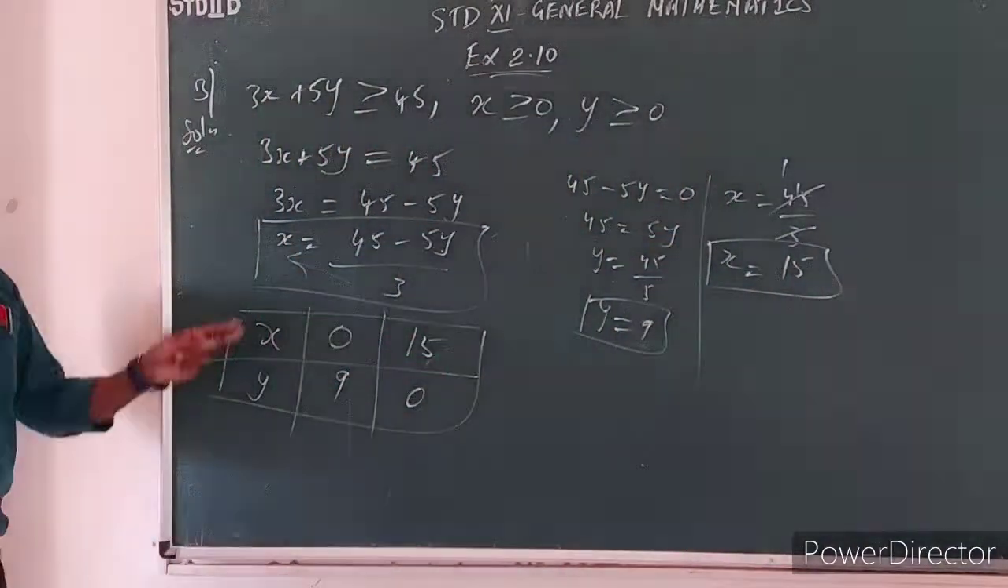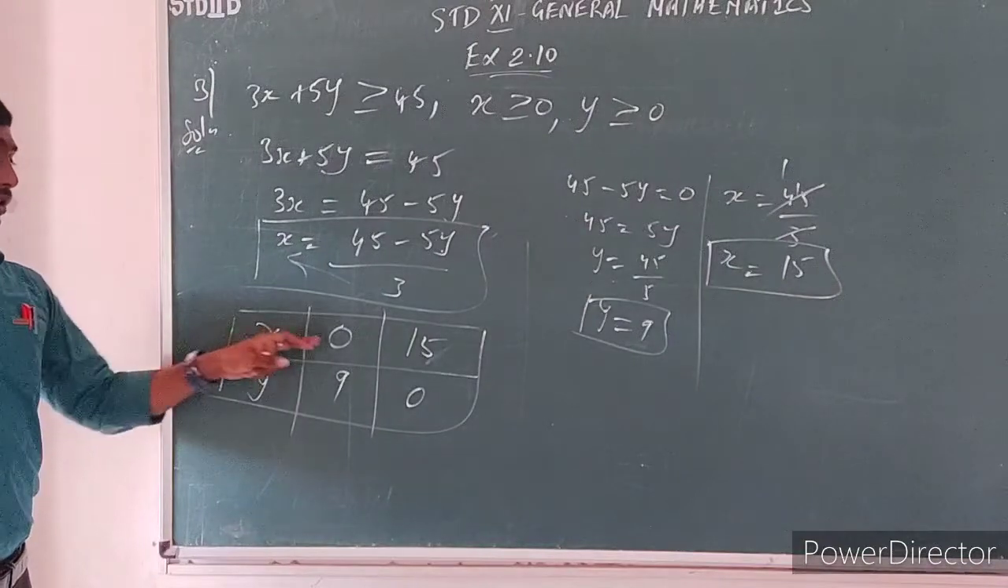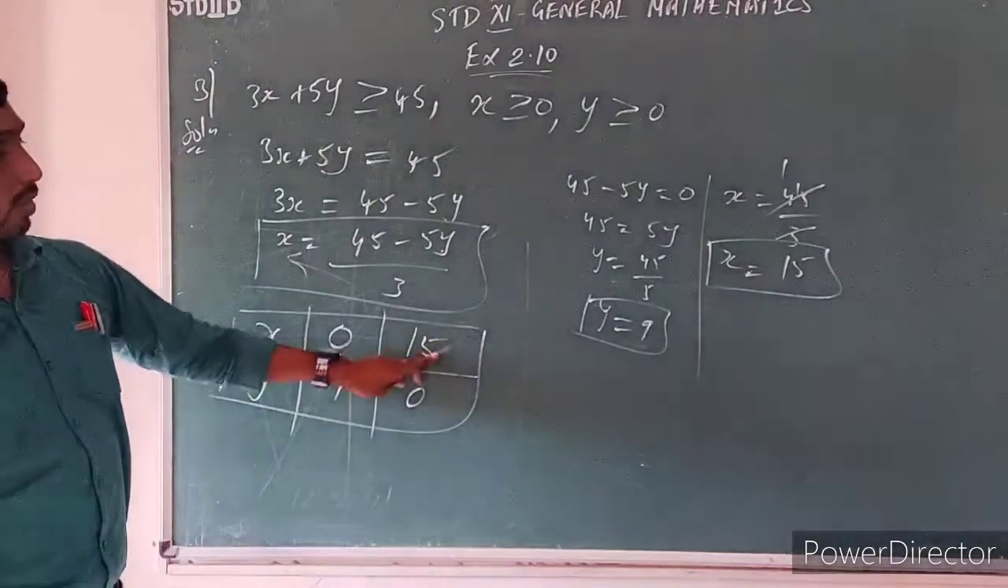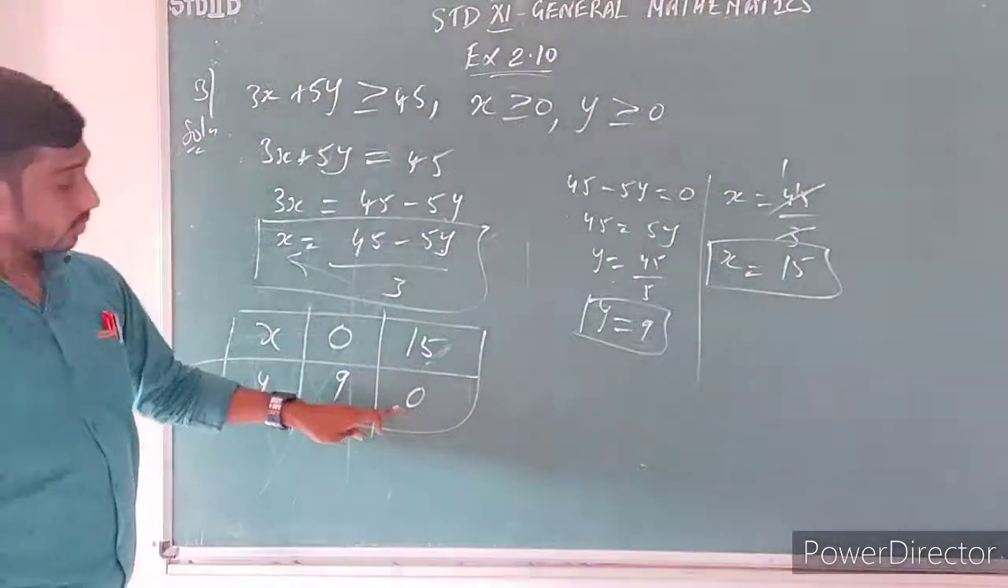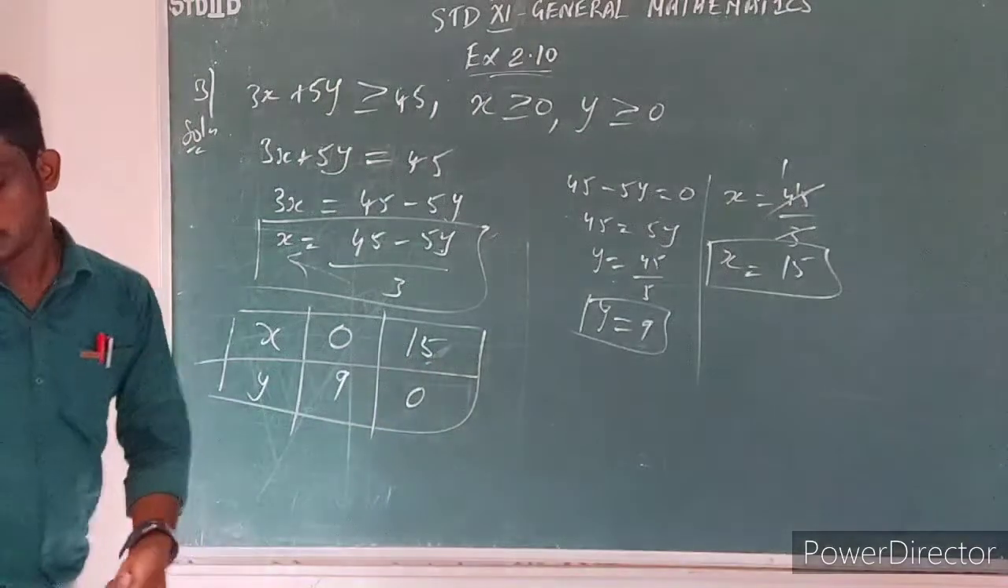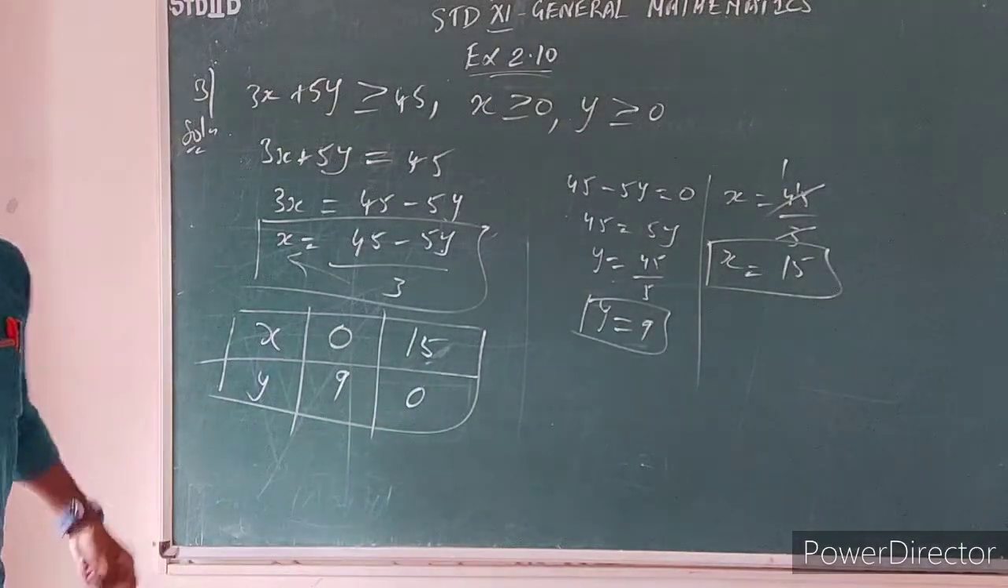Now I am substituting x is equal to 0. I am getting the y value, that will be 9. So y is equal to 0 means I am getting the value of x, that will be 15. So now draw the graph here.